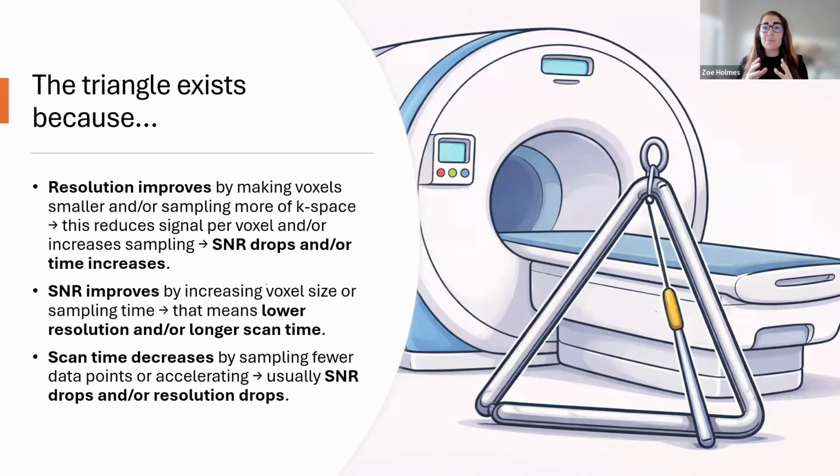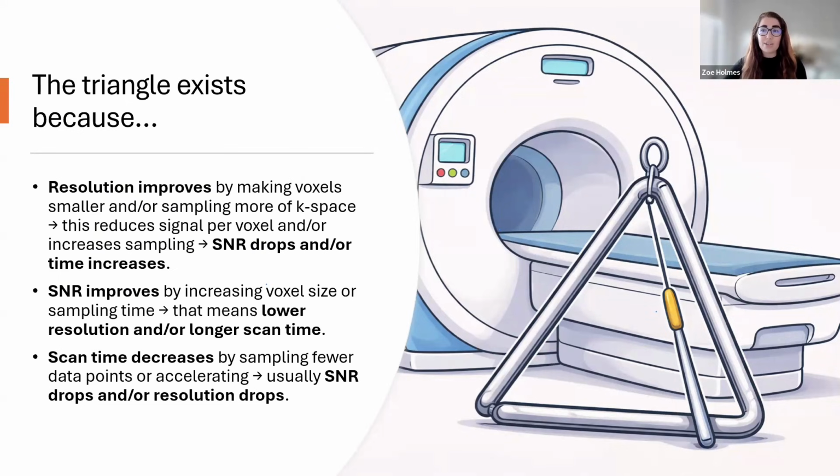MRI forms images by sampling spatial frequencies within K-space. Higher resolution means you're either going to sample higher spatial frequencies, so more K-space extent, or you're going to sample more points to represent the object without aliasing. Both are very data hungry.